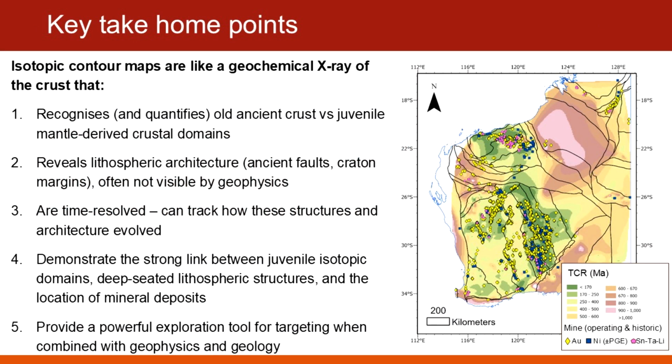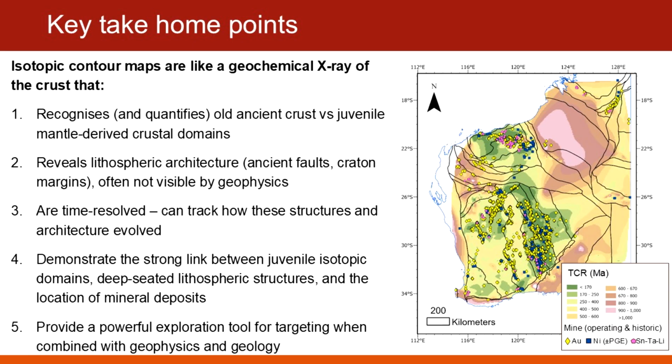Isotopic contour maps, which are some of the things that I'm going to be presenting today, some of the summary maps. They're a bit like a geochemical X-ray of the crust, a bit like paleogeophysics. They give us an image of the crustal architecture in ancient times rather than what exists currently today. So it's really interesting to compare what we might image in ancient times versus what we image in the present day. But basically these isotope contour maps, they help us recognise but also quantify old ancient crust versus juvenile mantle derived crustal domains.